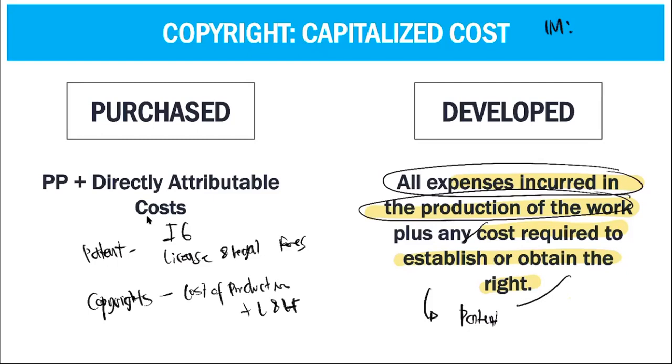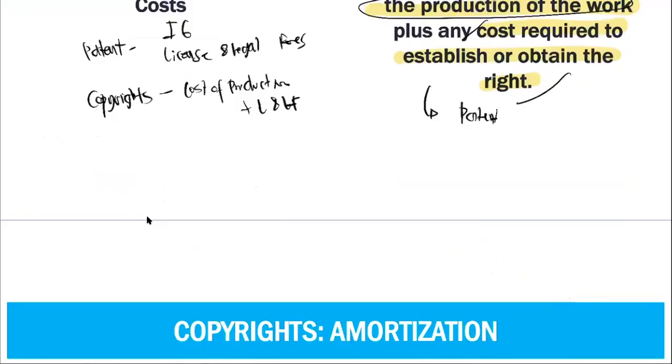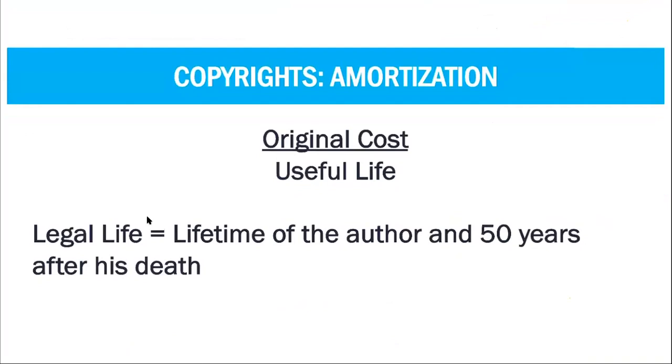So let's talk about your subsequent measurement. So how do we subsequently measure it? Do we have any revenue expenditure that we need to talk about? There's actually no revenue expenditure that is talked about in your copyrights. If there is any cost of suit, again, you will expense it. So there's no special revenue expenditure.